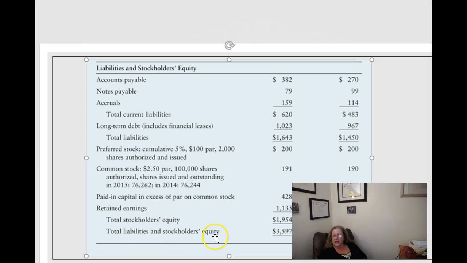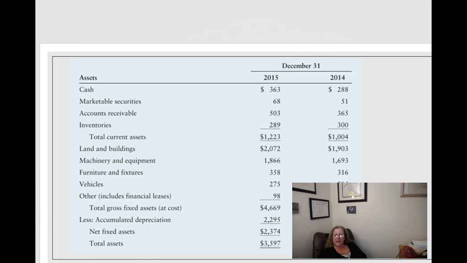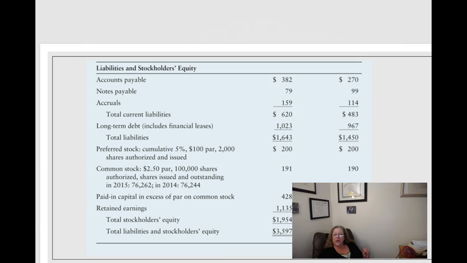And as you can see in this first column here, it's $3,597. And if we go back a page, we see that our total assets are also $3,597. So one thing to recall about the balance sheet is that it represents the accounting equation, and the assets have to equal the total liabilities and stockholders' equity. And we can see here that it does.